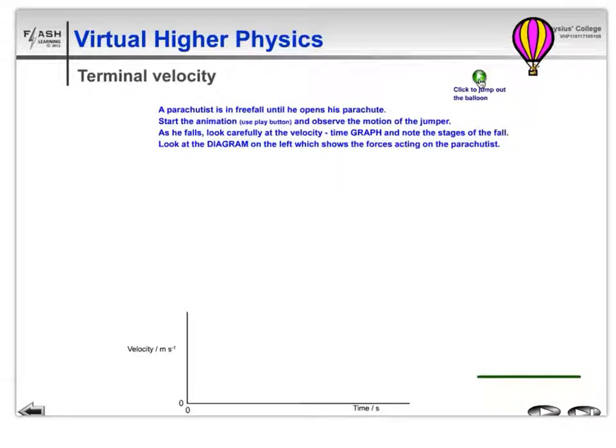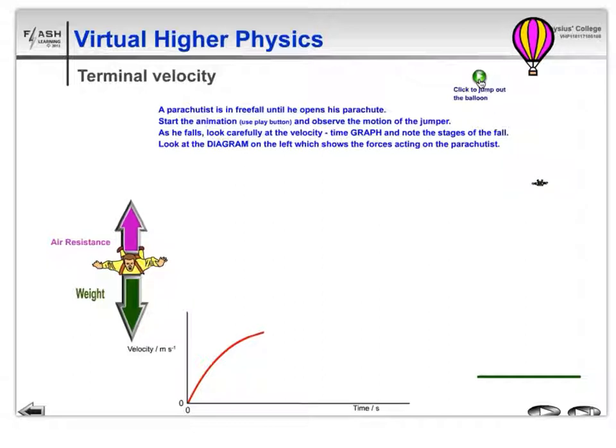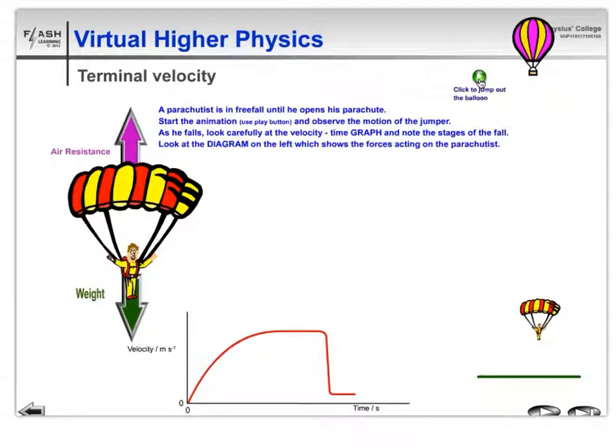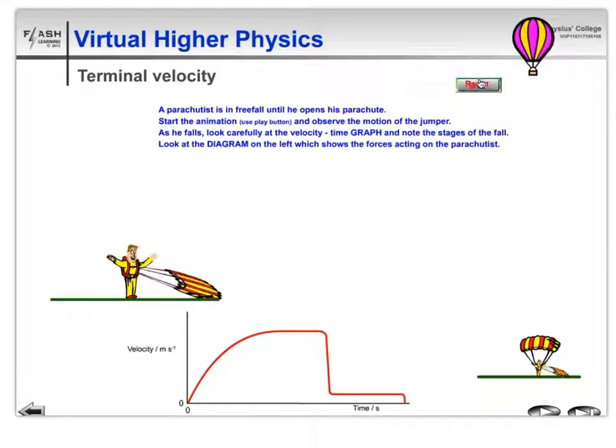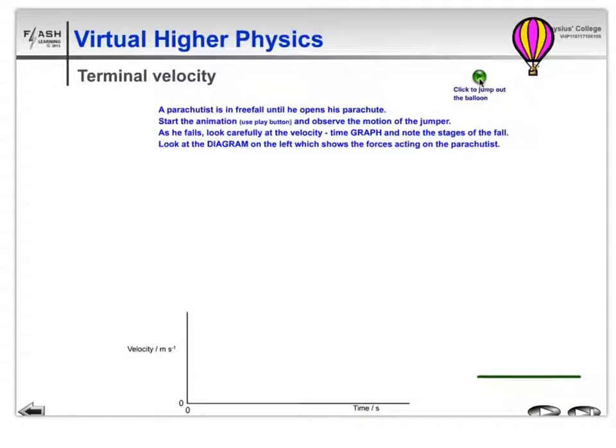In this video we're looking at the forces on a parachutist and the concept of terminal velocity. I'll just play the video through first to give you an idea of what's happening, and then we'll go back and pause at important points to analyse. So that's the video played right through. Now if we go back to the beginning of the video and stop at important points.